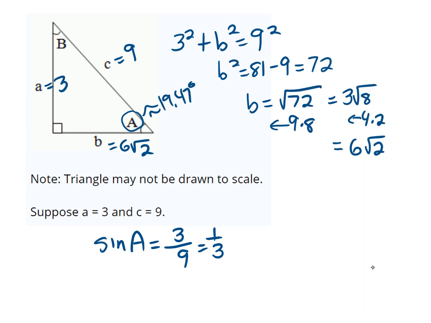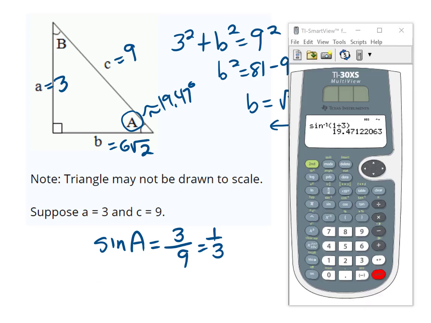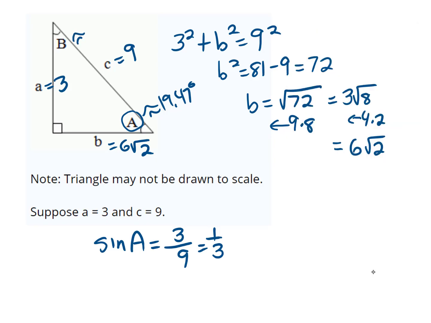19.47 degrees. Now, if I need to find B, well, we know that in a right triangle the two acute angles are complementary. They have to add up to 90. So I could just take 90 and subtract the answer that's in my calculator, and that will give me the other angle, which is 70.53 degrees.